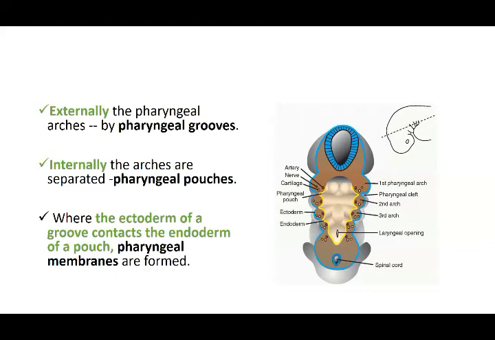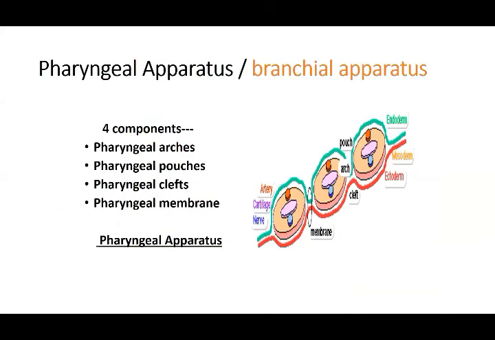So the pharyngeal apparatus basically consists of, from the outside, the pharyngeal cleft. Then the middle is the pharyngeal arches. The inner side is the pharyngeal pouches, and linking the three together is the pharyngeal membrane. So there are basically four components of the pharyngeal apparatus: pharyngeal arches, pharyngeal pouches, pharyngeal clefts, and the pharyngeal membrane, which is a combination.